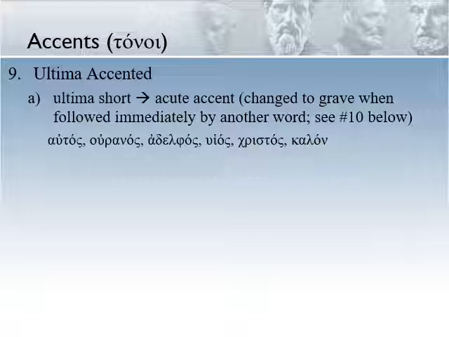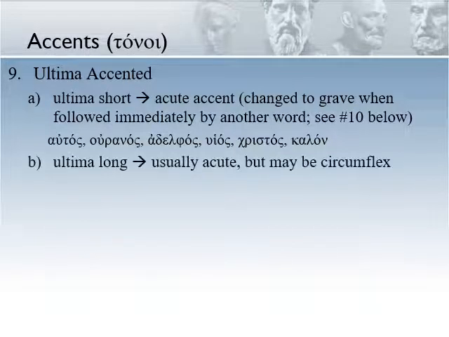Here are some examples. Autos, ouranos, adelphos, huios, Christos, kalon. All of these are accented with an acute on the ultima. If they were followed immediately by another word without a punctuation mark, those acutes would all change to graves.